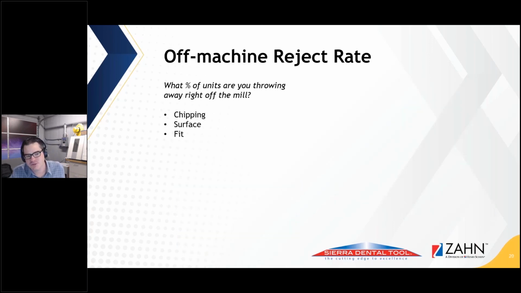Track your off-machine reject rate. What I mean by that is how many units are you throwing in the trash because of chipping, surface, fit, things that happen maybe in the machining process that could be related to machine, calibration, CAM, worn tool, many things. But if you're not tracking that, you can't troubleshoot it, and it's money going out the door.